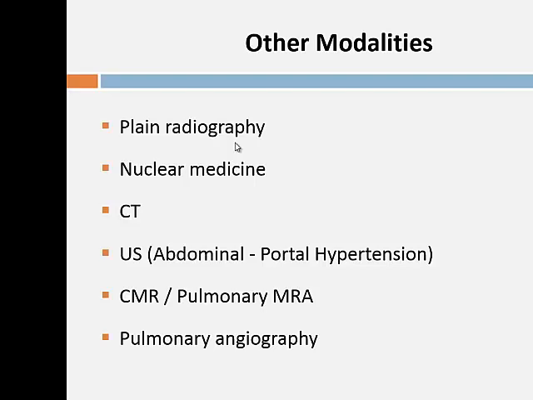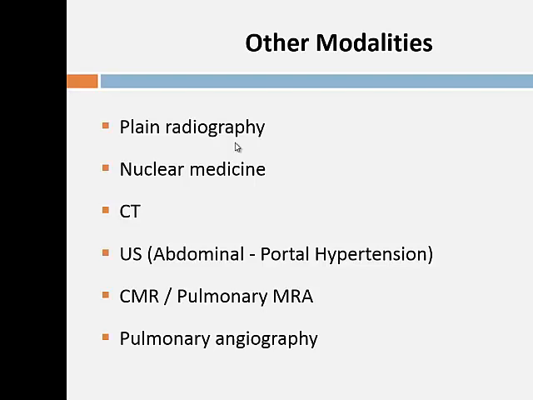Nuclear medicine I'll explain, primarily as a VQ scan. CT, primarily as a CTPA, but also as an HRCT looking at the lungs. Ultrasound, you're usually using just to identify patients with portal hypertension. So you're looking at the liver, you're looking at the portal vein, identifying flow in the portal vein.